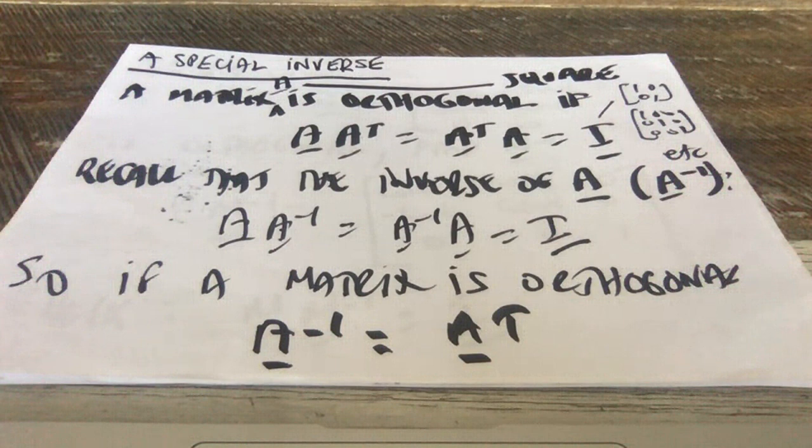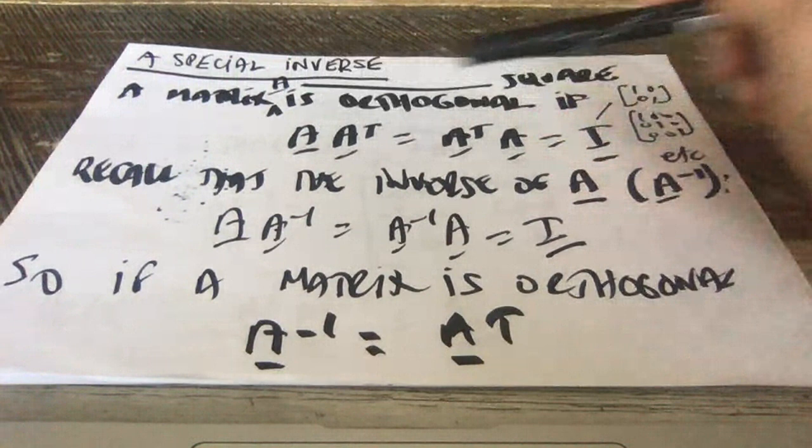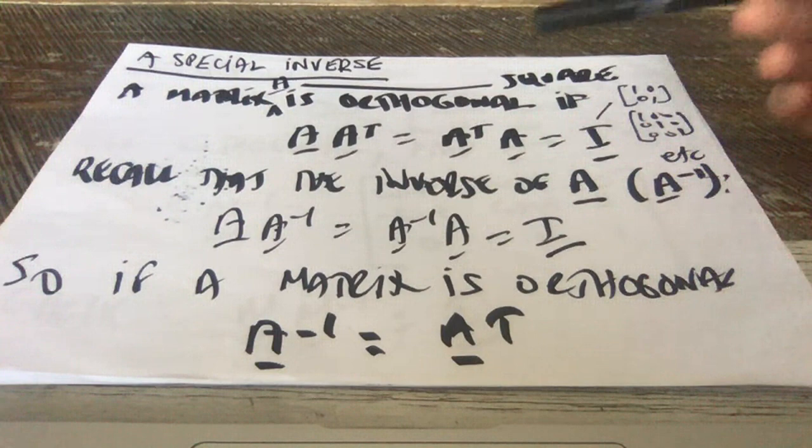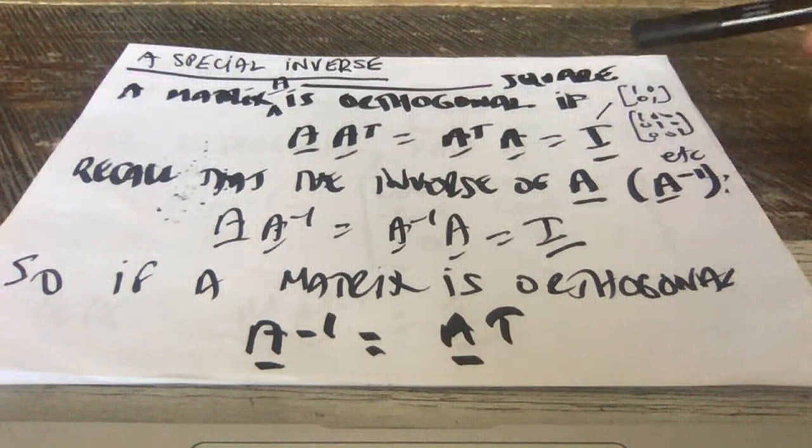You will see this, orthogonality. What does it mean? All it means, folks, is this. That's all it means. If you multiply a matrix by its transpose and you get I, the matrix is called orthogonal. And don't be intimidated by this stupid terminology. When I was your age, I was intimidated by this because I'm easily intimidated.